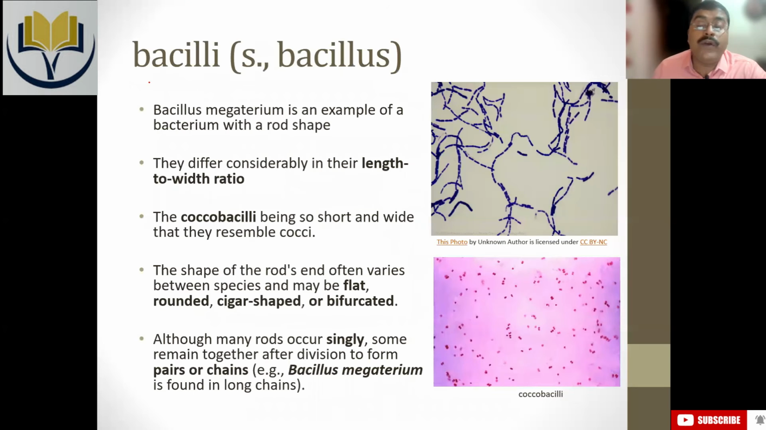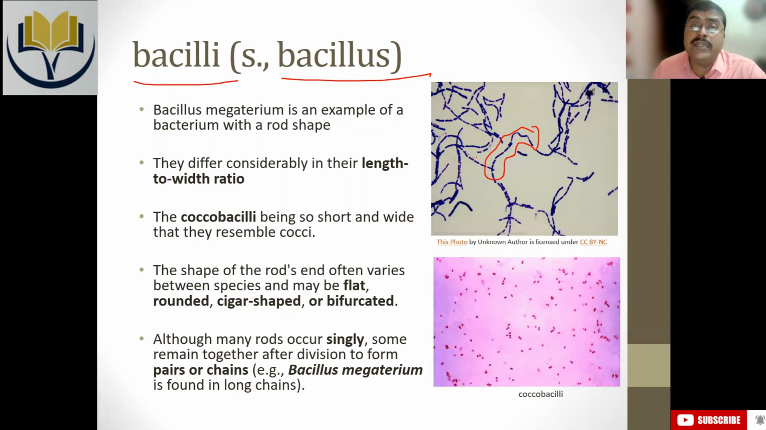Okay, so now if we are talking about Bacillus, Bacillus is a rod-shaped bacteria, similar to the cocci. Bacillus means a single bacterium. Bacilli is the plural form. So Bacillus megaterium is a very good example of a rod-shaped bacterial structure. This is a rod-shaped bacterial structure having a chain formation.